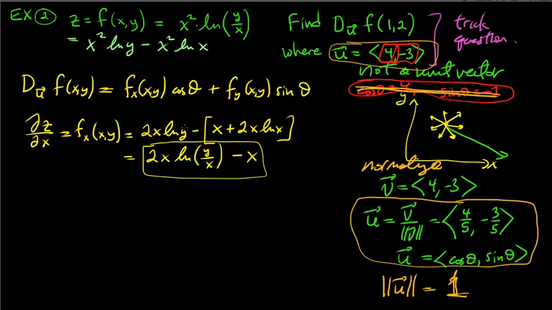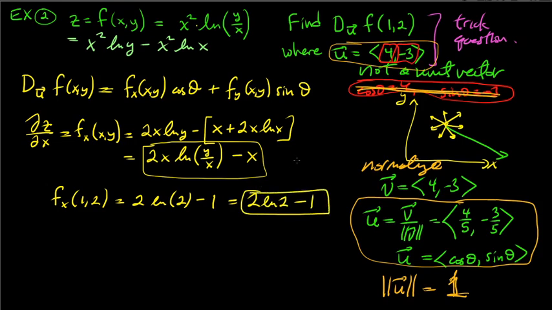Oh, and we're only going to plug in, right, 1 and 2. So if x is 1, you get 2 natural log of 2 over 1 minus 1. So, yep, 2 log 2 minus 1.